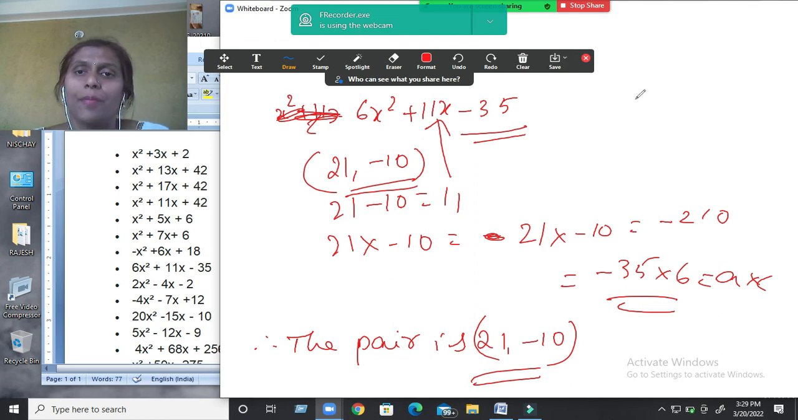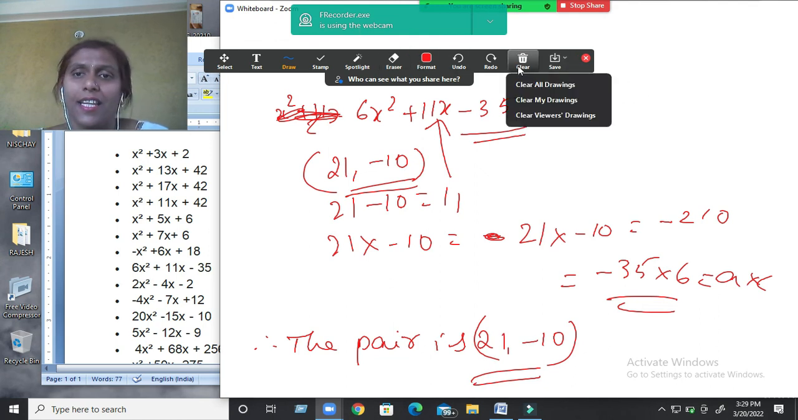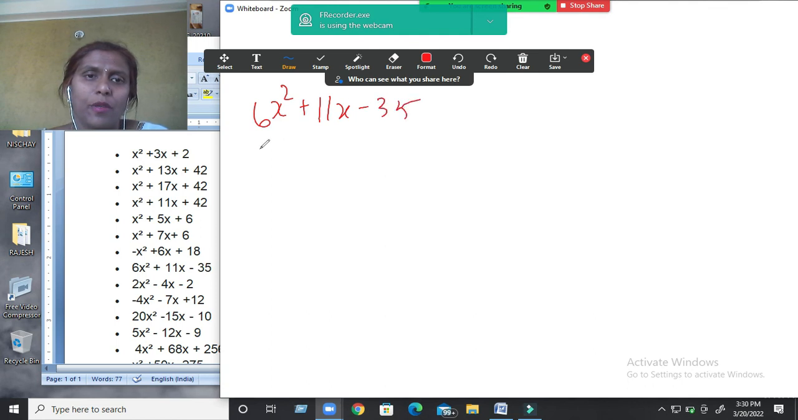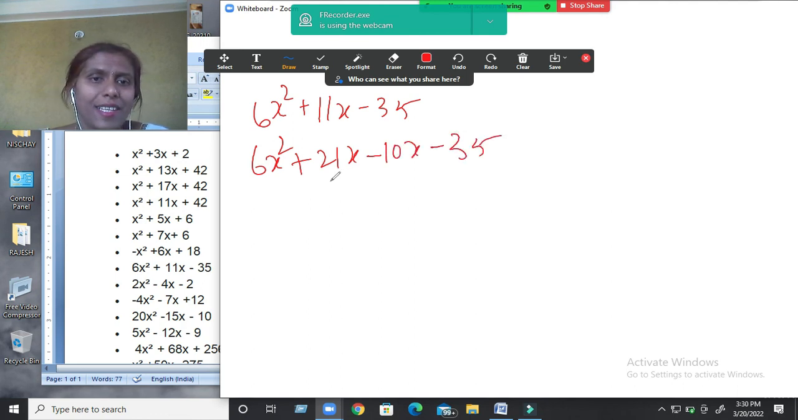Now let's go for step 3 onwards. I'm clearing the screen. I hope you guys have written it. Otherwise, just rewind back and write it again. Now, 6x square plus 11x minus 35, we use the numbers now: 6x square plus 21x minus 10x minus 35. Now, what is this 21? It is nothing but 3 into 7.